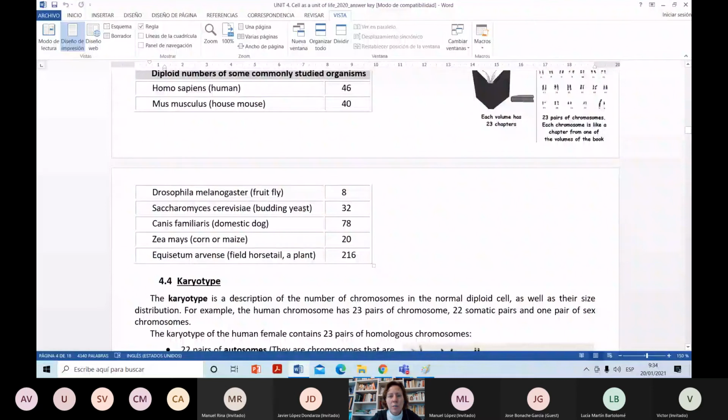What is yeast in Spanish? What's the Spanish for yeast? Anyone? No idea? Es una levadura. Levadura. It's a unicellular fungus. So there's only one cell in this simple organism, but this cell contains 4 times more chromosomes than the fruit fly. So it's not depending on the complexity.